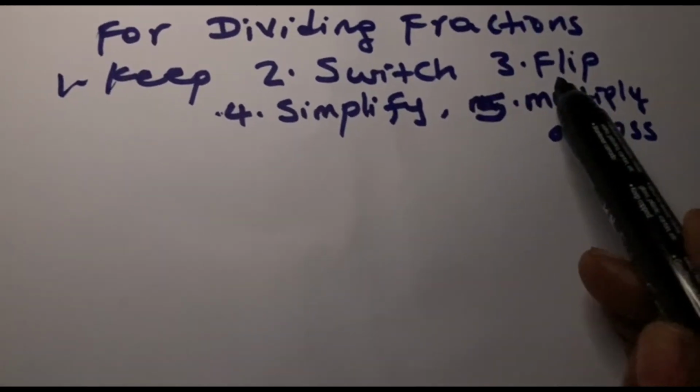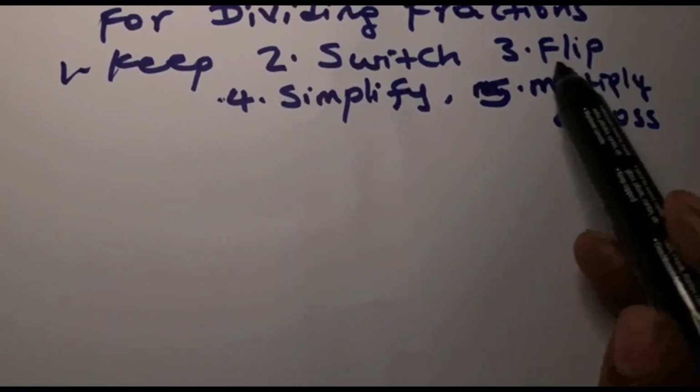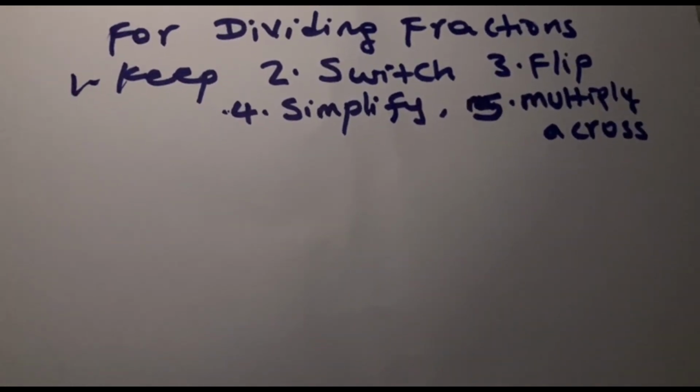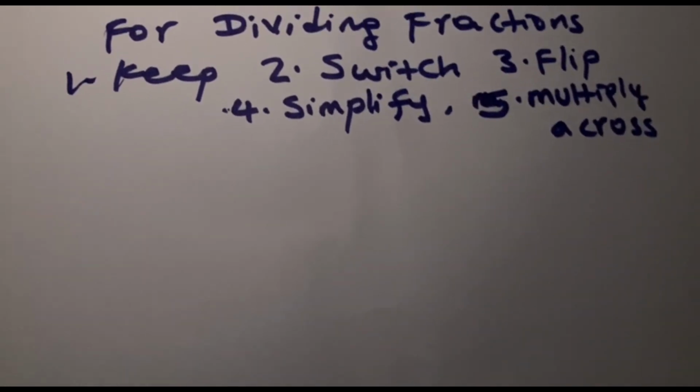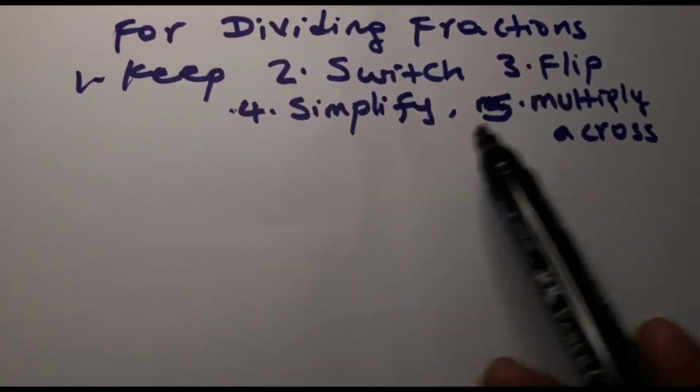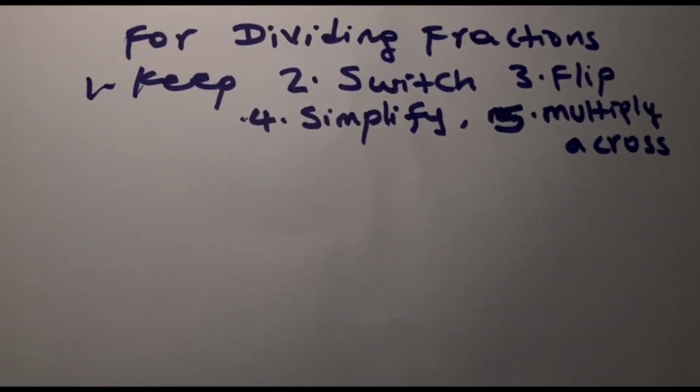Then the third step is flip. What do we flip? Flip the second fraction. So the numerator will be the denominator and the denominator will be the numerator when we flip it. Number 4, we look for anything to simplify, and number 5, multiply across.